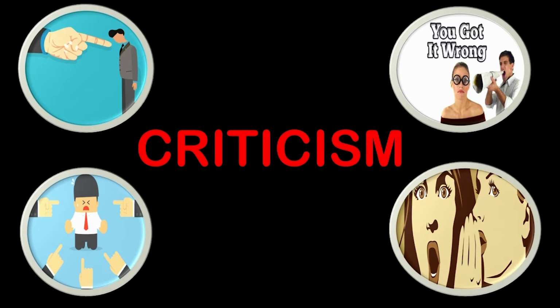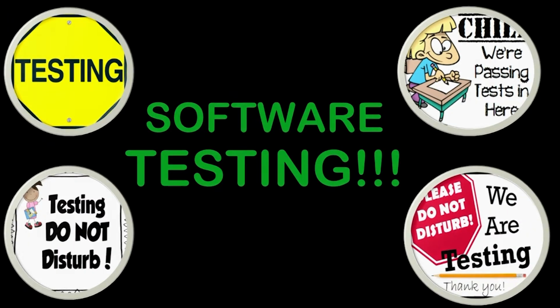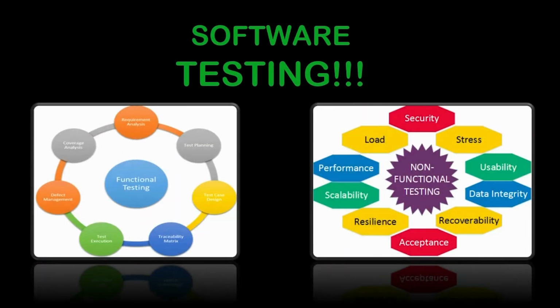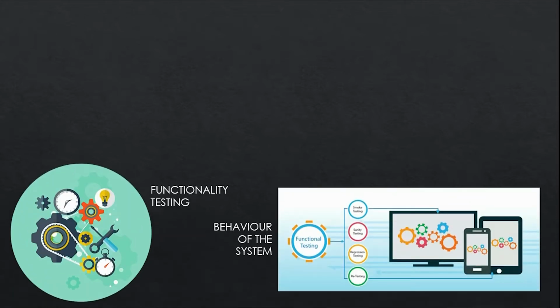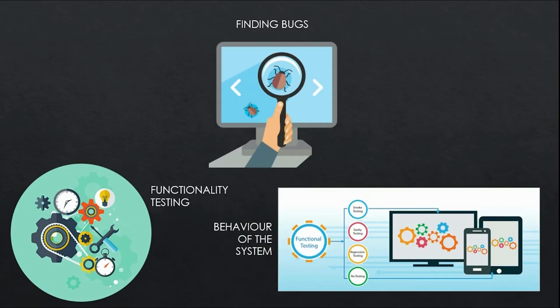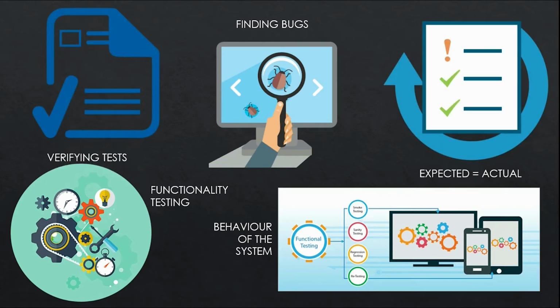Telling somebody that they are wrong is called criticism. To do so officially is called software testing. Software testing is divided into two components, that is functional and non-functional testing. Functional testing is a technique used to test the features and functionalities of the system, whereas non-functional testing tests the system for its non-functional requirements.